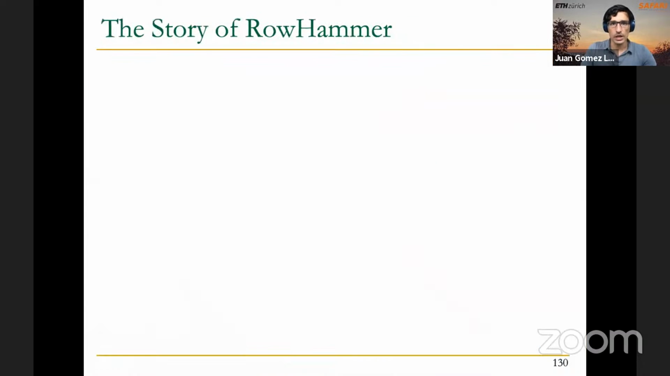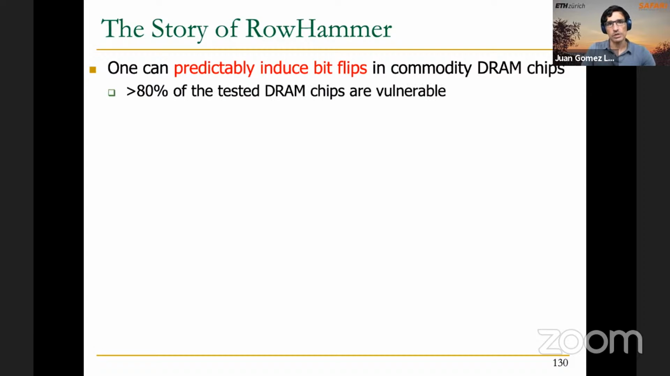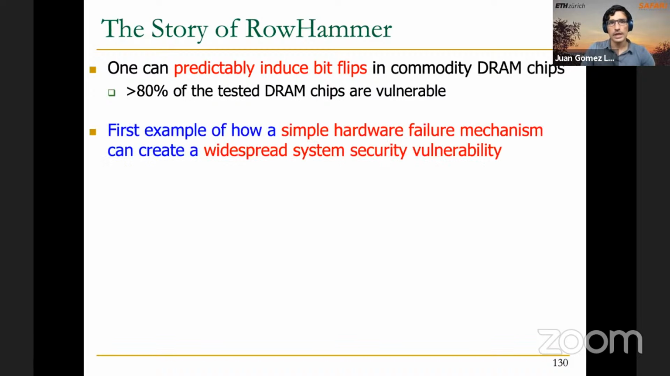And essentially in RowHammer, as you may remember, one can predictably induce bit flips in commodity DRAM chips. And the original paper showed that more than 80% of the tested DRAM chips are vulnerable. And this RowHammer phenomenon is the first example of a simple hardware failure mechanism that can create a widespread system security vulnerability.